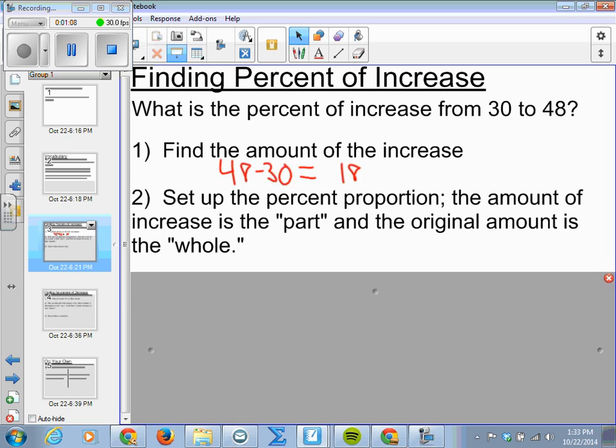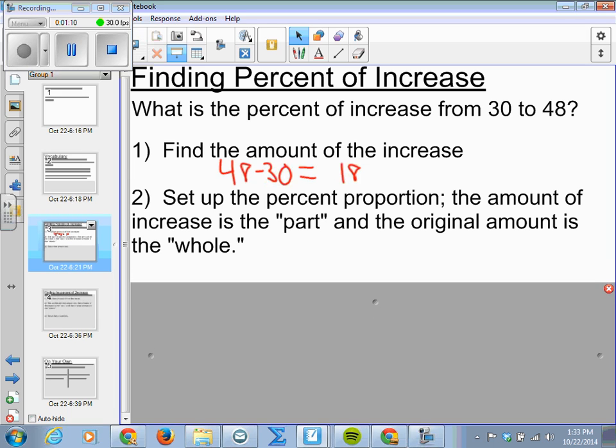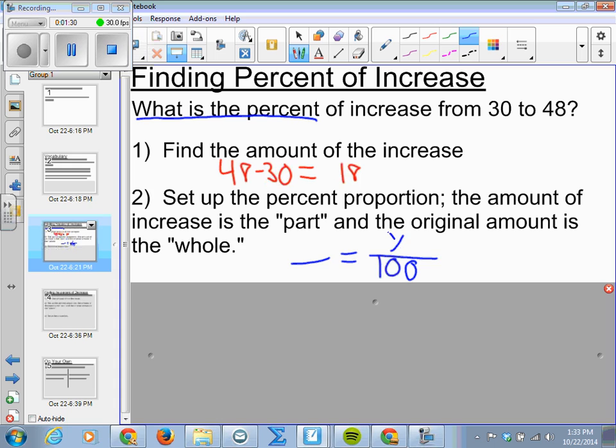Next, we set up our proportion. The amount of increase is the part, and the original amount is the whole. So we're comparing the original. And the right side, well, that's always going to have that 100 there. So we get our proportion set up with the 100 down there. We're trying to find the percent. So that's the unknown. And as listed, 18 is the part, and 30 is the whole, which is the original.